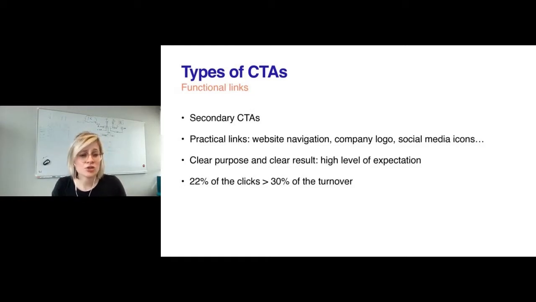Functional links also contribute to your conversion. You should always include them, because then those readers are looking for something very specific. An analysis shows that only 22% of all clicks in your email are generated by these functional links. Yet these links still lead to an average of more than 30% of the turnover of an average email campaign. So let's look at an example.